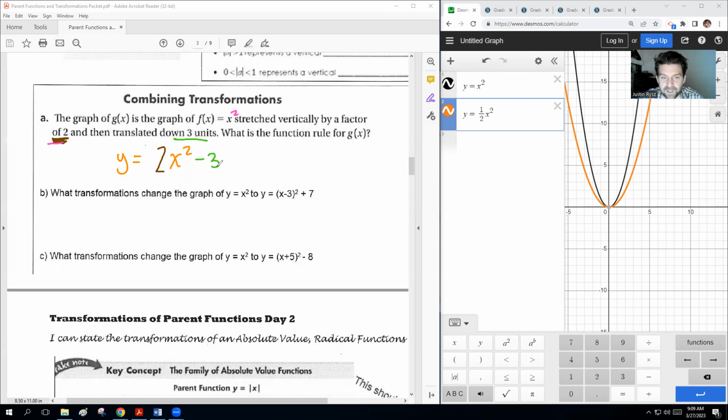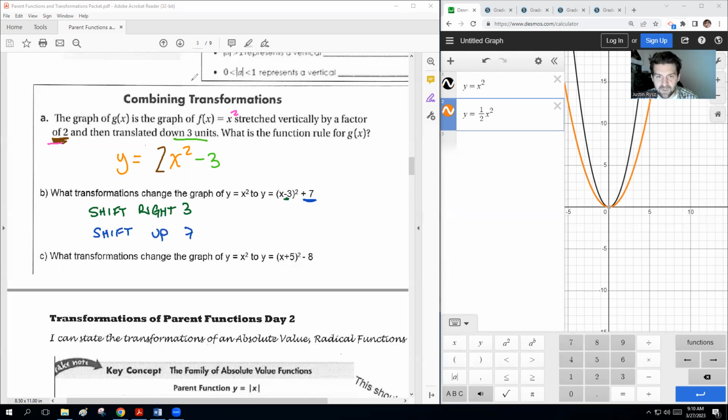Okay, next what we're going to identify, okay, if we went from y equals x squared to y equals (x minus 3) squared plus 7, we have to look at our changes. All right, if we got minus 3 on the inside, that is a shift to the right 3. And then if we have the plus 7 on the outside, that is a shift up 7.